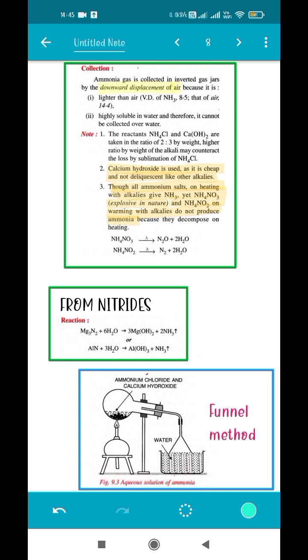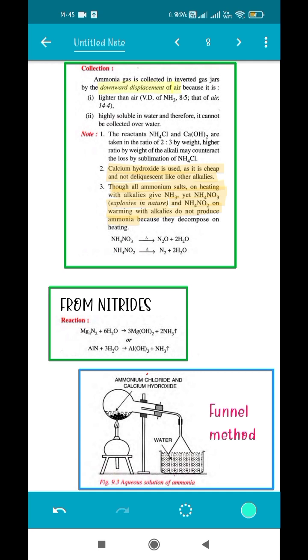Also, why have we taken that particular ratio? We know NH4Cl, ammonium chloride, is a sublimable substance. If you place it just like that, it will get converted into vapor. So that this sublimation process can be reduced, we use a larger amount of calcium hydroxide. That's why the ratio is 2:3. So this is the first method by which ammonia can be prepared in the laboratory. This is a very cheap method and very preferable.